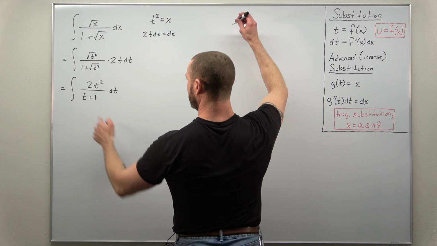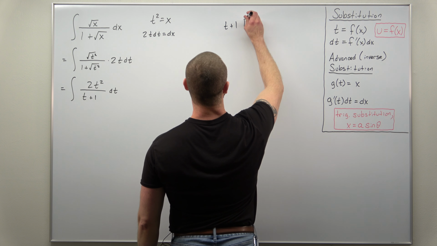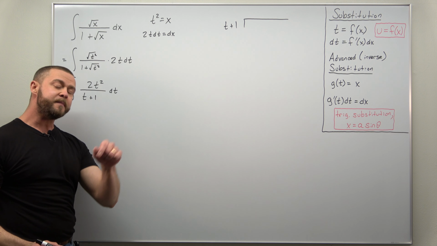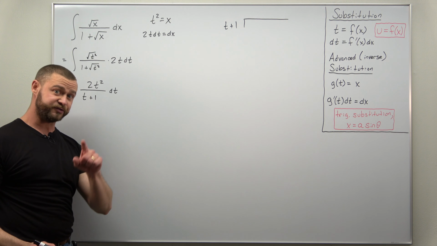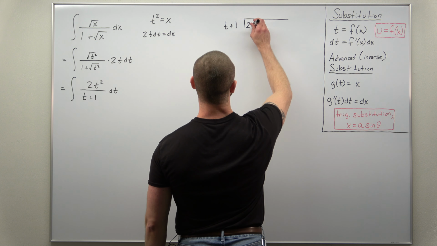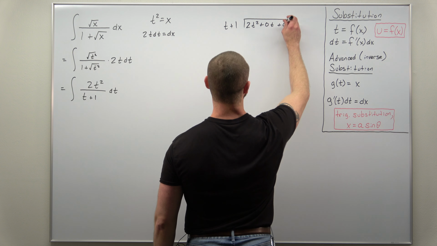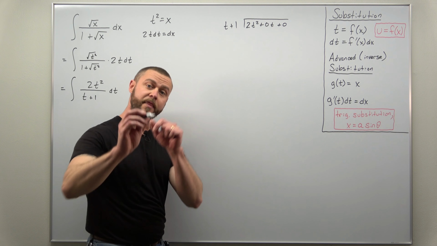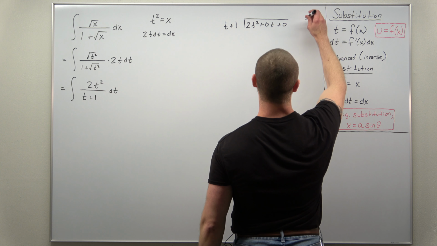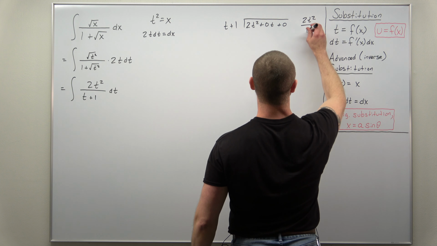So let's set this up. We're going to be dividing by t plus 1 into 2t squared, but I'm going to write all the missing powers going down. So 0t plus 0. So let's write that as 2t squared plus 0t plus 0. And the way we go through long division is take your leading terms and divide them. So first we're going to do 2t squared divided by the leading term t.